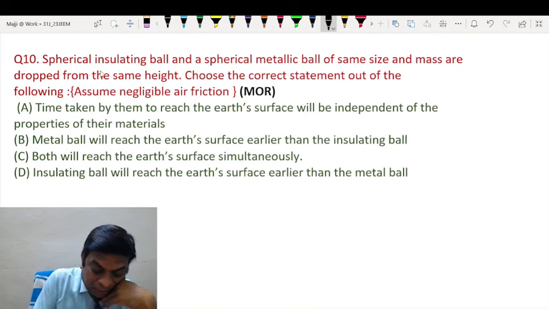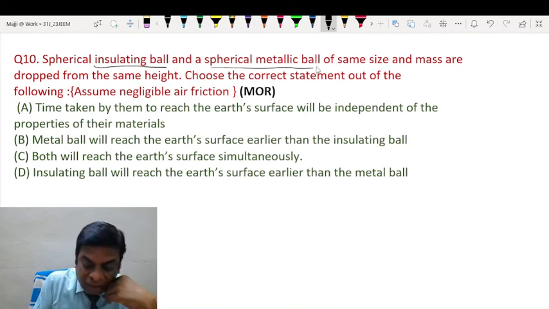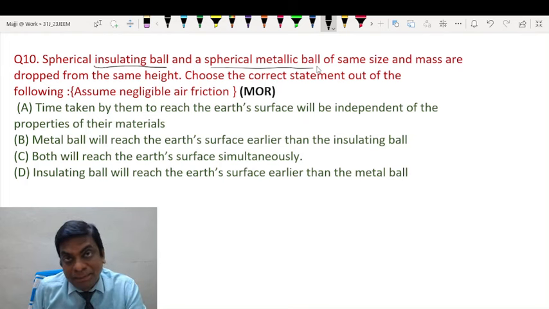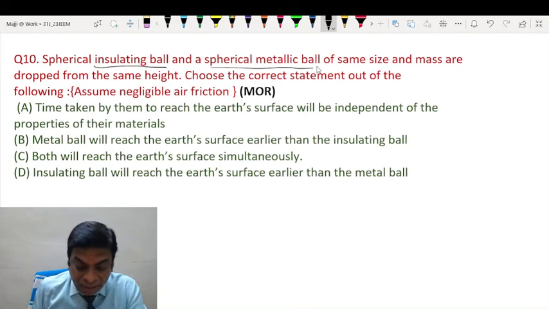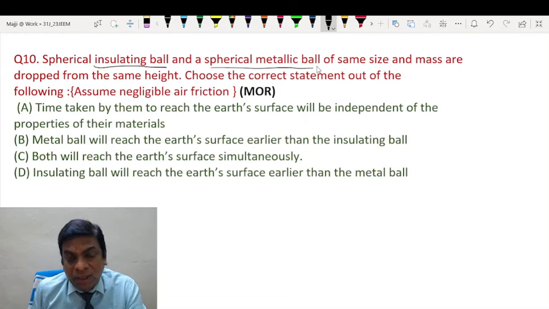So the situation in case of the insulating ball and the spherical metallic ball will be different. Got the idea? In case of the insulating ball, no EMF is induced, no eddy currents are produced, and there is no dragging force. Whereas in case of the metallic ball, there will be induced forces.